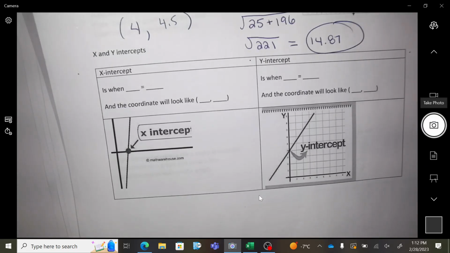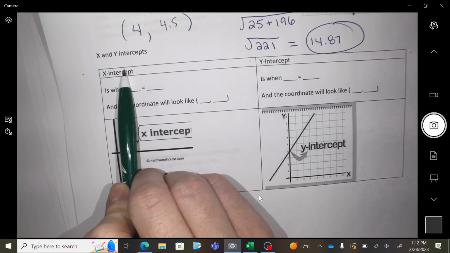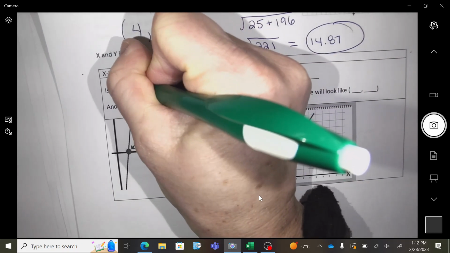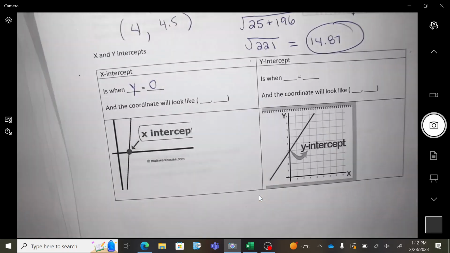Okay, so we are going to continue graphing linear equations and lines. This method is called the intercept method. We're going to learn about what an x and a y intercept are. An x-intercept is where y equals 0.